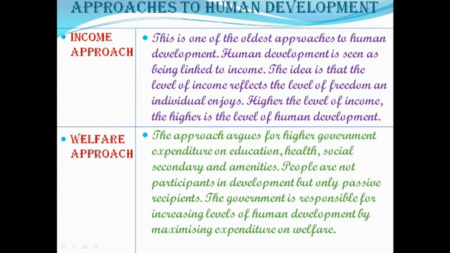Next approach is welfare approach. The approach argues for higher government expenditure on education, health, social security and amenities. People are not participants in development. They are only passive recipients. Only government is responsible for increasing the level of human development by maximizing the expenditures on welfare, by increasing the expenditures on the education, health, social security and amenities of the people.